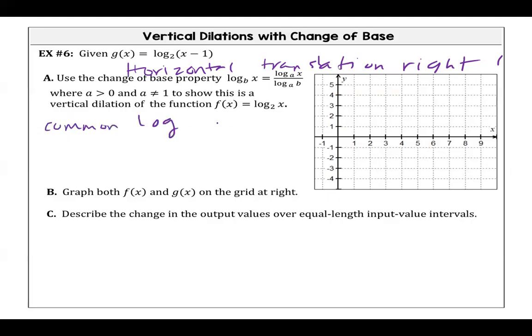Common log just means that I do not have a visible base, but the base equals what? 10. Okay, so even though I don't see it, the base is 10. In order for this to be common log, you're going to take the log of the argument. Do we see that? And we're going to divide it by the log of the base. The log of the argument divided by the log of the base. So that ends up looking like this. Log of x minus 1 divided by log of 2.